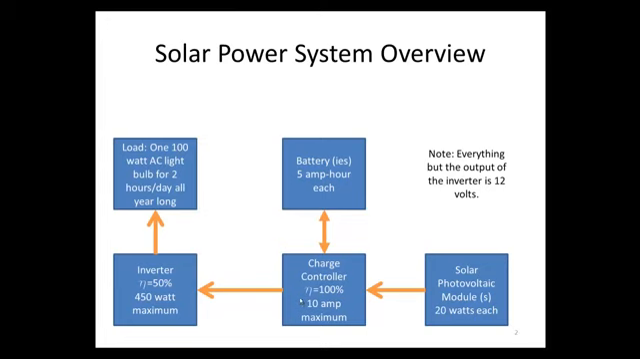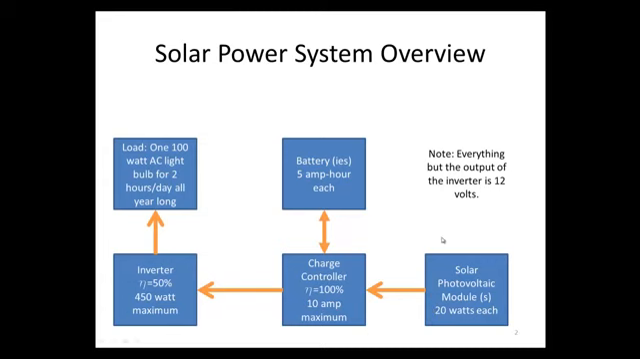We're also going to include some batteries in our system. Right now we don't know how many. We rate batteries in amp hours. Again, 1 amp hour is providing 1 amp for 1 hour. We're going to say each battery can hold 5 amp hours, so we'll have to figure out how many we need. Then we also have our solar photovoltaic modules, which take sunlight from the sun and make electricity. We're going to say they're 20 watts each, and again, we're going to have to figure out how many of those we want.